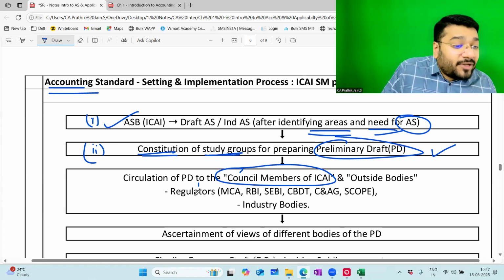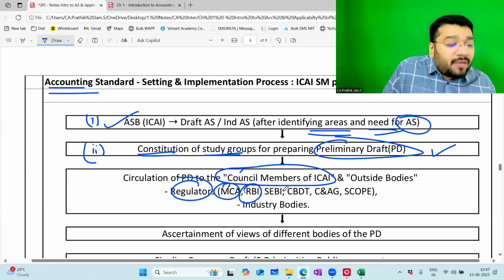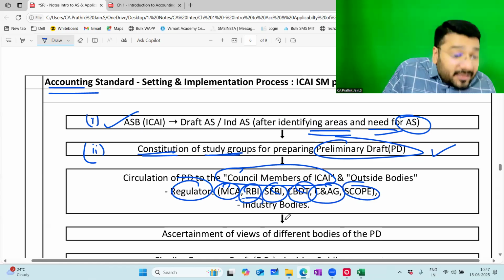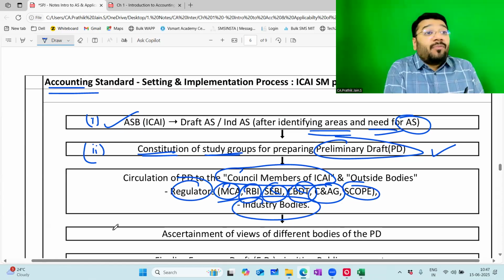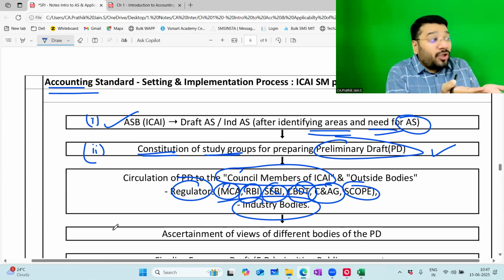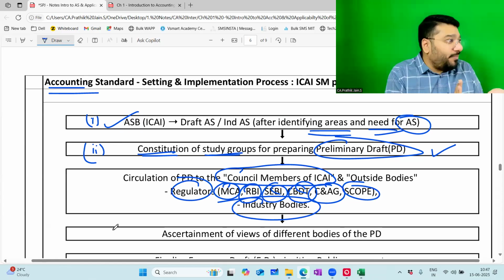Who are they? Regulators such as MCA, RBI, SEBI, CBDT, CAG, and so on. So many people are there. Not just that, industries who are actually facing the problem. You ask them, I'm giving a solution to your problem. Do you think this is workable, not workable? You had a problem, I'm giving a solution. By this virtue, is your problem getting solved or not?